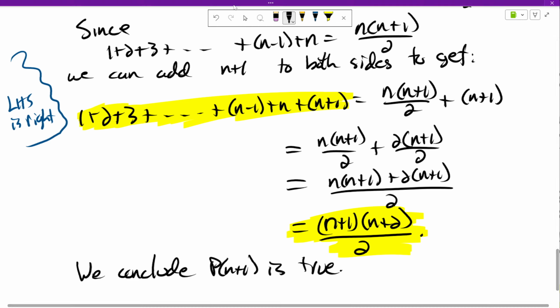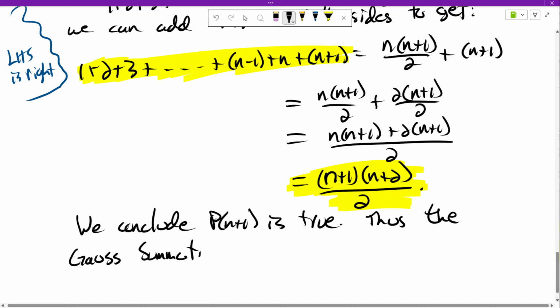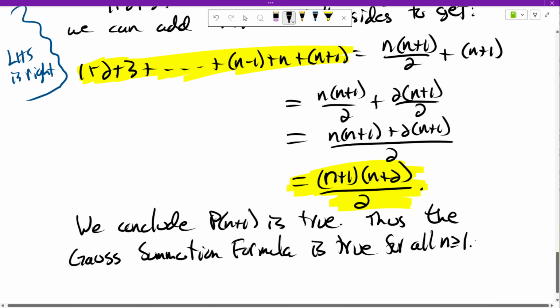And then we need to write a concluding step, or a concluding sentence. Thus, I'm just going to describe what the formula is, although you could put the formula here if you like. Thus, the Gauss summation formula is true for all n bigger than or equal to 1. So we did the base step and the inductive step, and then from that we can conclude that it's always true for any finite n.